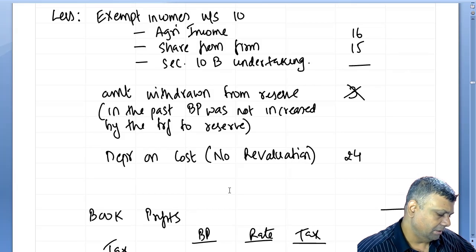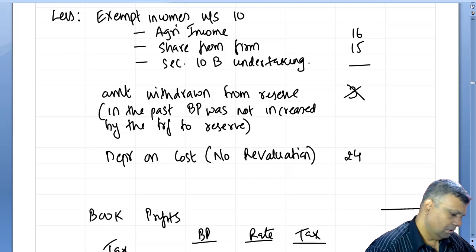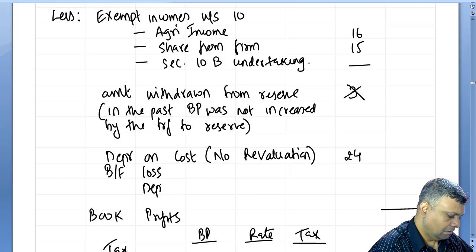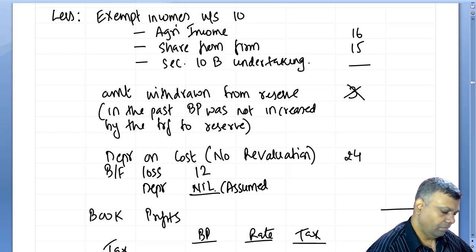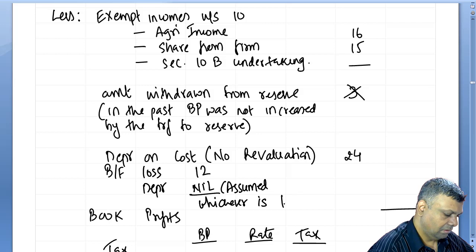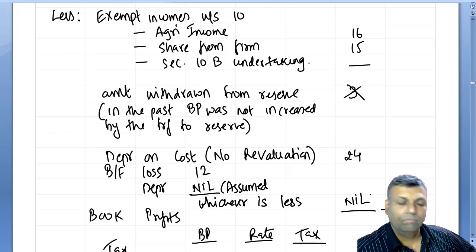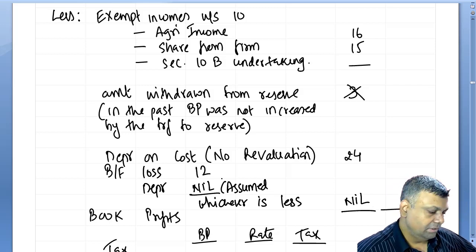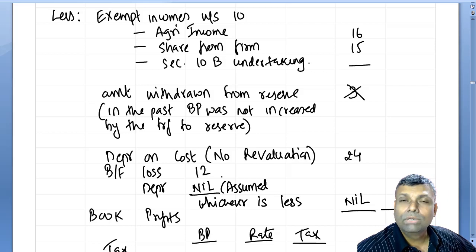Okay, so come to that less adjustment. Brought forward loss, depreciation: the loss is 12, depreciation is nil assumed, whichever is less. So it is nil only. Have you got this? Whichever is less, so whichever ultimate answer you get is nil.